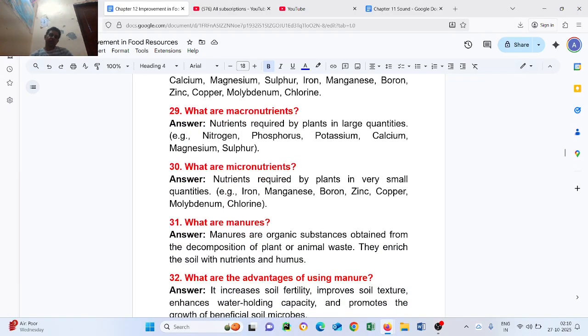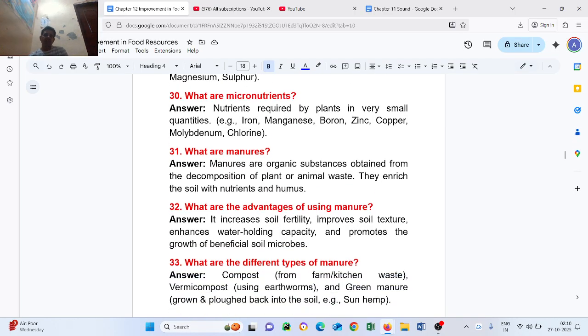Question number 31. What are manures? Manures are organic substances obtained from decomposition of plant and animal waste. They enrich the soil with nutrients and humus.